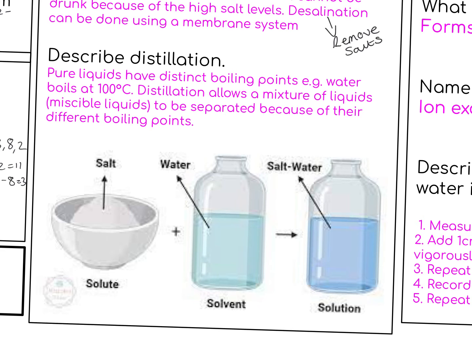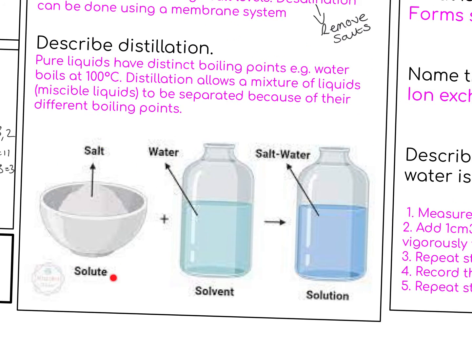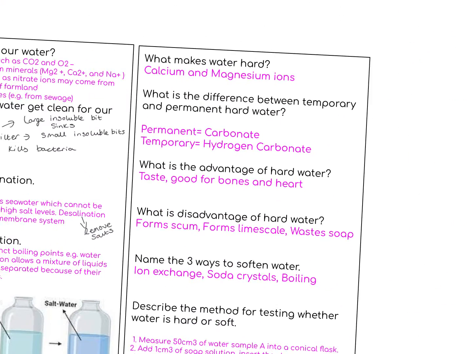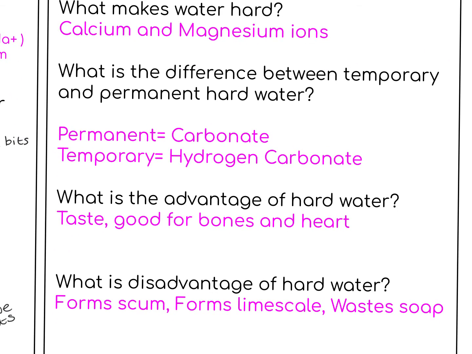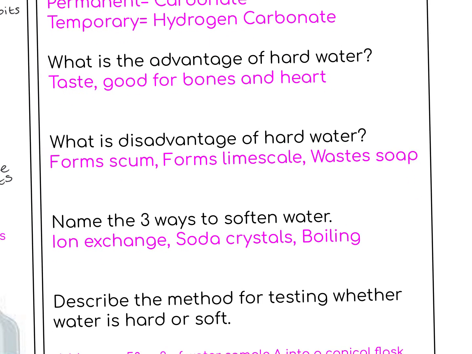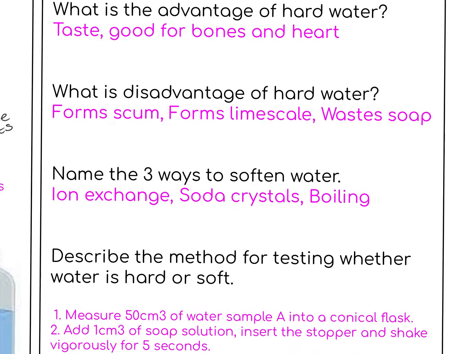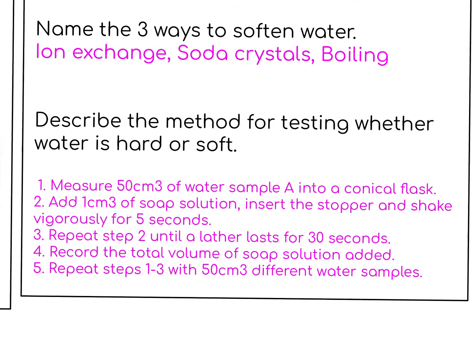Thinking about the words then, salt would be a solute. Solvent then would be water, and then the solution would be the solute plus the solvent to make the solution. What makes hard water? Calcium and magnesium ions. What is the difference? The difference is that you've got magnesium carbonate, calcium carbonate. Temporary then would be hydrogen carbonate. Advantages of hard water: tastes good, good for your bones and your heart. Disadvantages then: it can form scum, forms limescale, waste soap. Name 3 ways to soften water: ion exchange, soda crystals, and boiling.